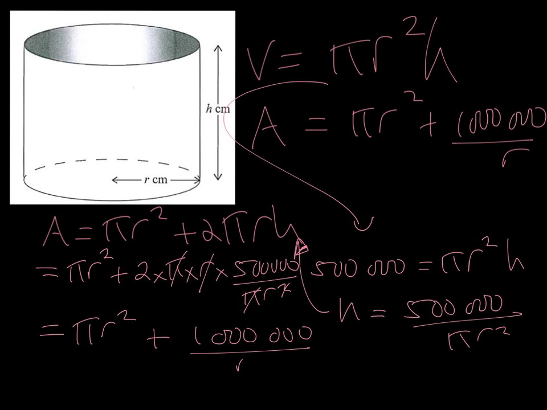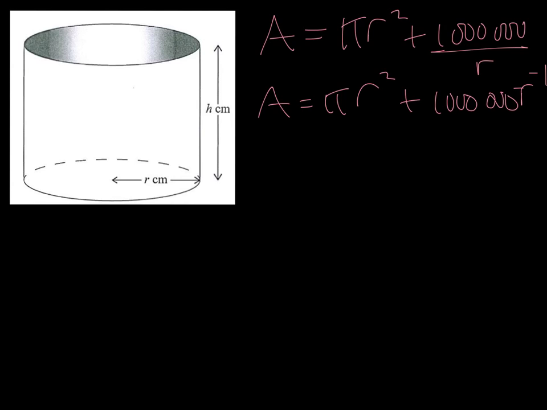all over r. Now, what you might like to do as well, bearing in mind we're probably going to be looking at differentiation, is just rewrite that as pi r squared plus 1,000,000 r to the minus 1. But you don't actually need to do that last step because you're asked to show that the area equals pi r squared plus 1,000,000 over r. So this is the answer, but just with an eye to what's coming on next, this might be useful.